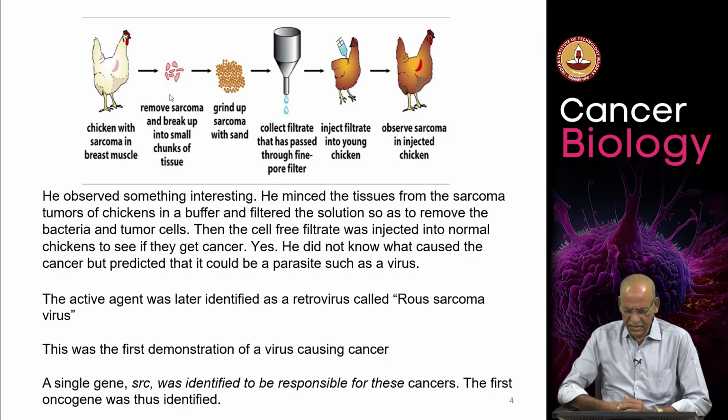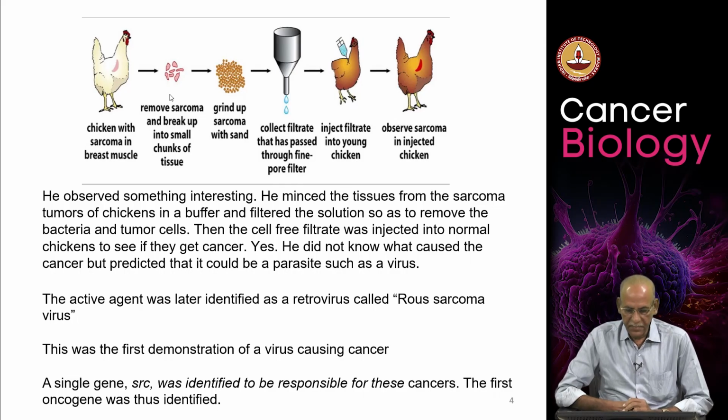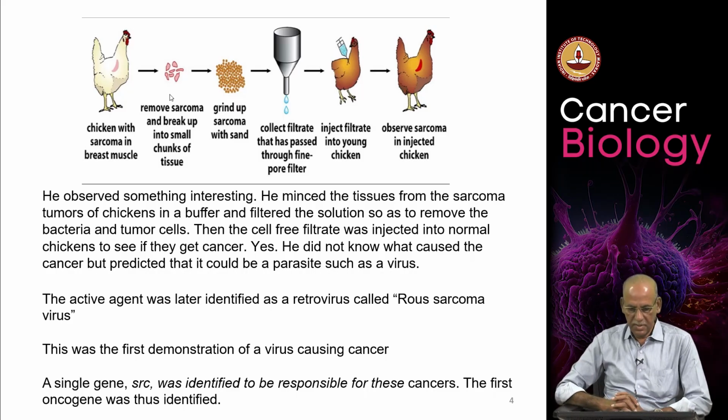He observed a very interesting thing, that is, he saw the injected chickens getting cancer, sarcoma. He did not know what caused the cancer, but predicted that it could be a parasite such as a virus. The active agent was later identified as a retrovirus. In his honor, they have named it the Rous sarcoma virus. This was the first demonstration of a virus causing cancer.